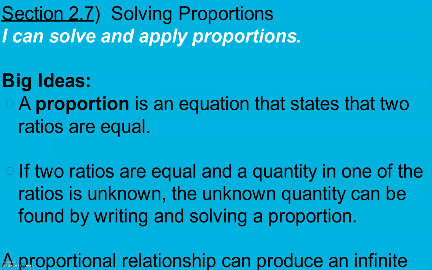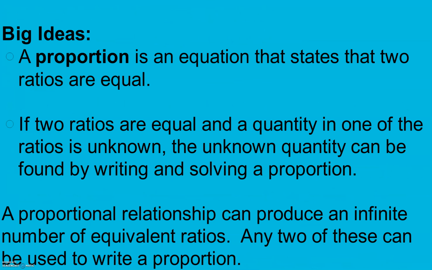Section 2.7 is solving proportions. I can solve and apply proportions. Big ideas. A proportion is an equation that states that two ratios are equal. If two ratios are equal and a quantity in one of the ratios is unknown, the unknown quantity can be found by writing and solving a proportion.